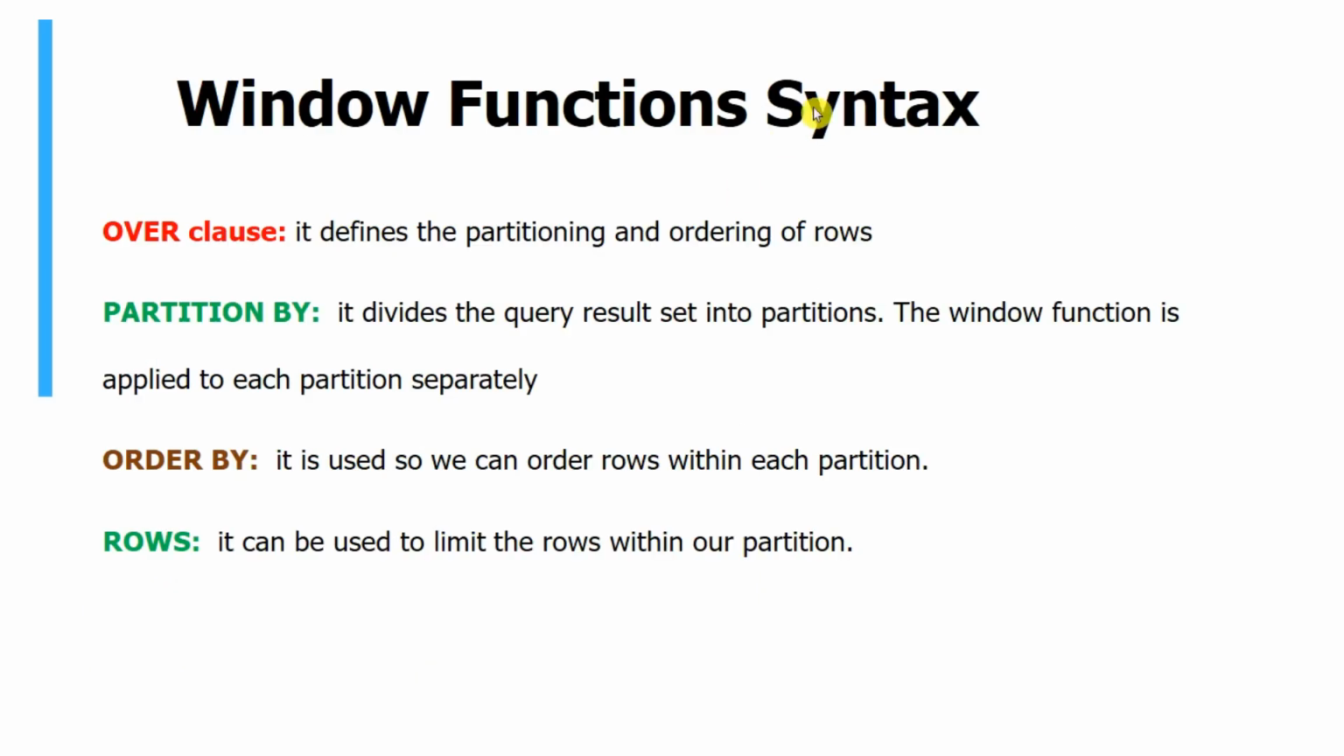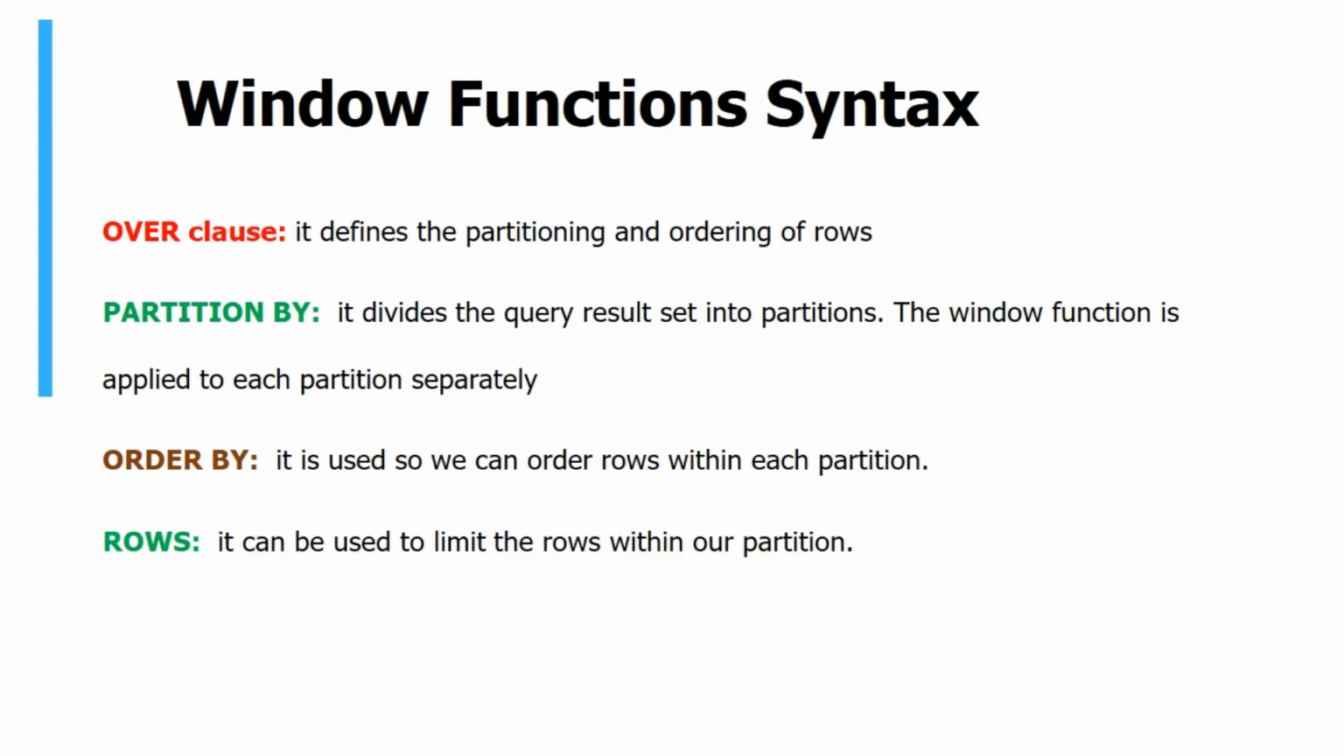Now let's talk about each of the terms that we use. We use the OVER, we use the PARTITION BY, we use the ORDER BY. We need to understand each of these terms whenever we are working with window functions, because each of them is very important. So let's talk about the OVER clause. The OVER clause is what we use for introducing a PARTITION BY and ORDER BY. It's what we use to define the partitioning and ordering of our rows.